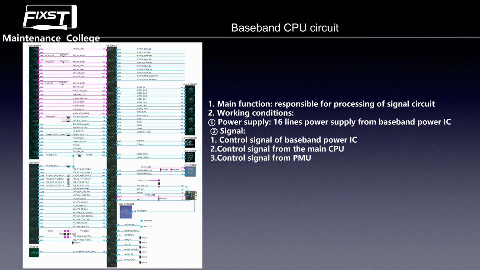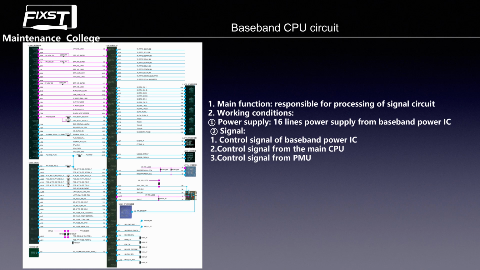Now we are talking about the baseband CPU circuit. As you know, the main function of the baseband CPU is to be responsible for processing the signal circuit. Its working conditions are also two: one is power and the second is signal. Its power is from the baseband power IC. The baseband power IC sends 16 lines of power to the baseband CPU.